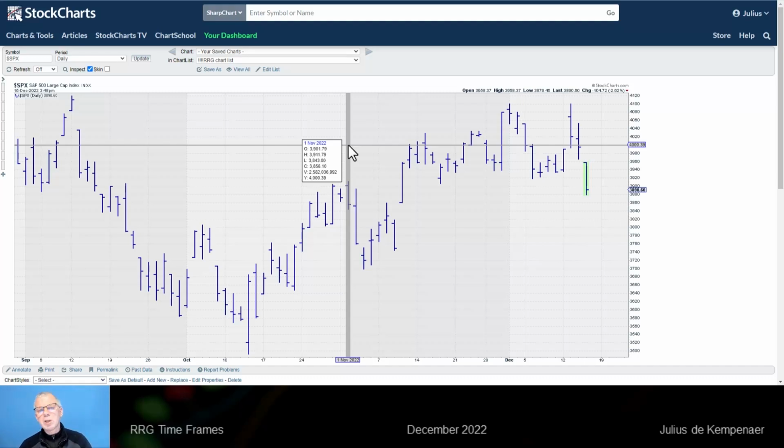Now we can also go the other way. We can also break a day down into shorter time frames like hourlies or 30 minutes or 10 minutes.